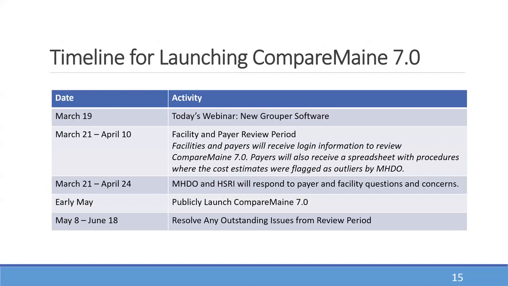and we have until April 24th that we're going to be working with payers and facilities to respond to any questions and concerns. And then the goal is that in early May, we will be able to publicly launch the CompareMaine 7.0 update. And after that, if there were issues that weren't able to be responded to during the review period before the launch, we'll continue to work with any providers or facilities to resolve any outstanding questions.